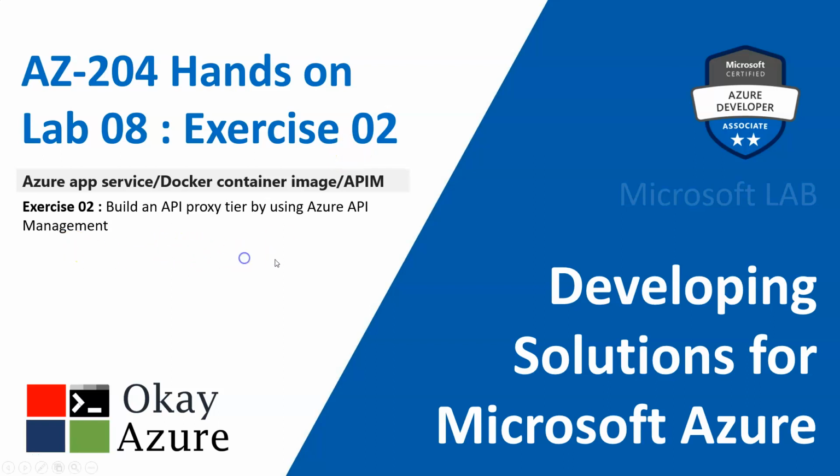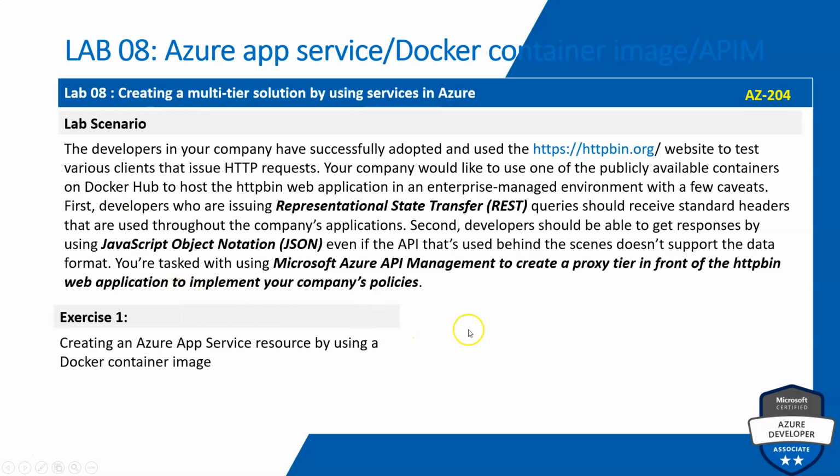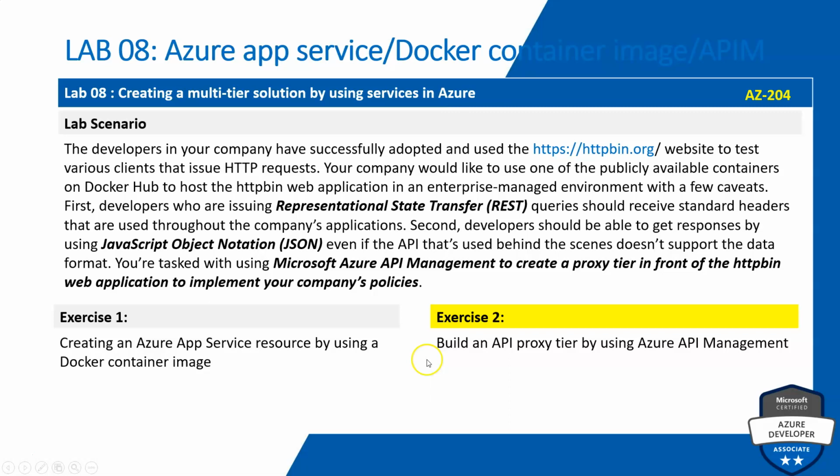So in this exercise, here is the lab scenario. So far we are done with exercise 1 in the last video, and in this video we'll work on exercise 2. It says build an API proxy tier by using Azure API Management. Okay, so let's go to the instruction page first.